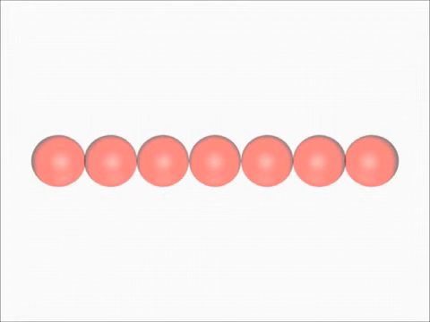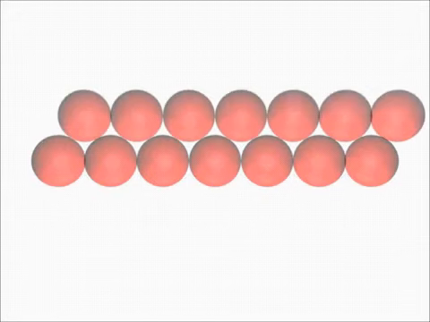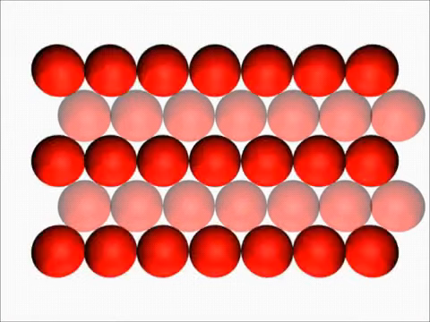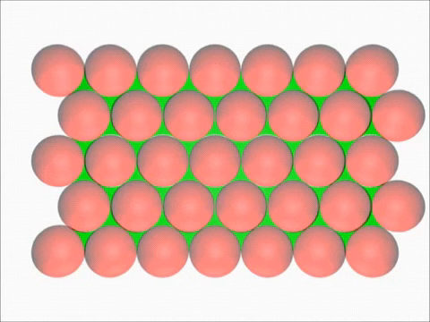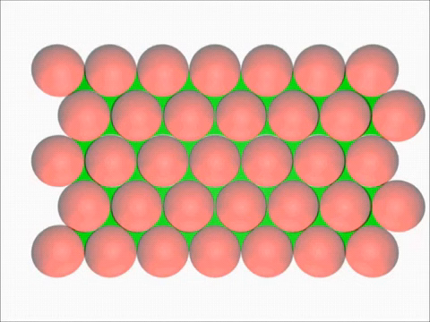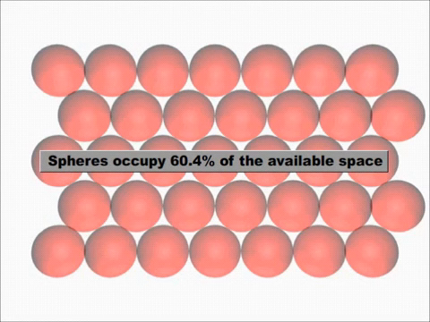A second way of arranging the linear one-dimensional arrangements is to keep the spheres of the second linear arrangement in the depressions of the first, like this. Here every alternate linear arrangement has the same alignment. These are the vacant spaces, which is visibly less than the square close packing and hence more efficiently packed. In this packing, the spheres occupy 60.4% of the available space.